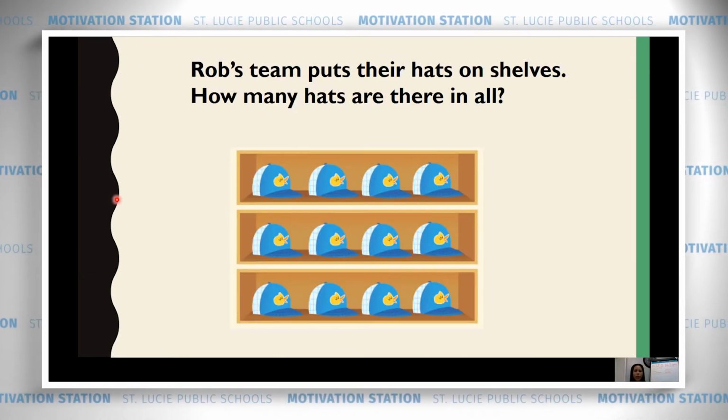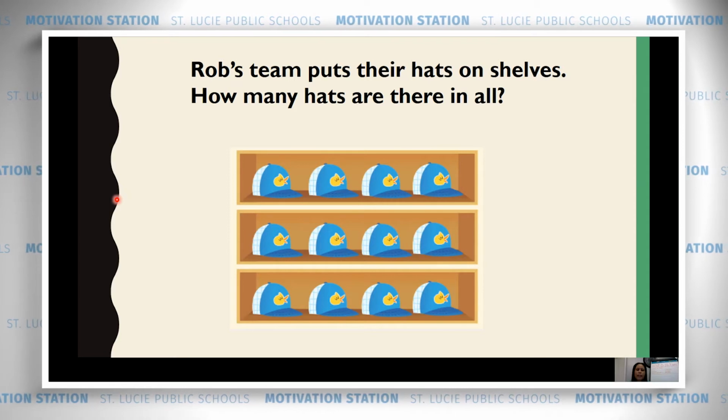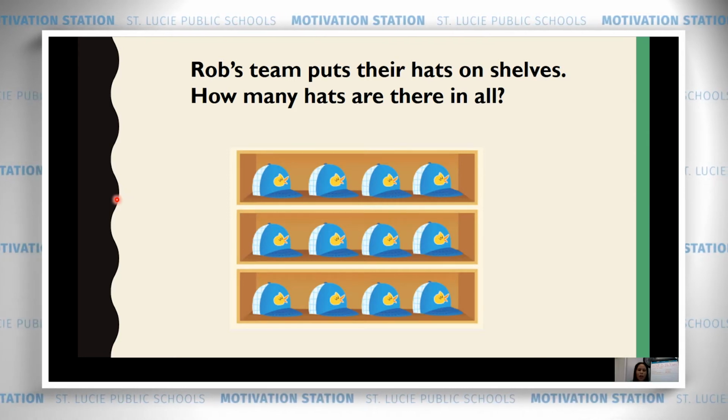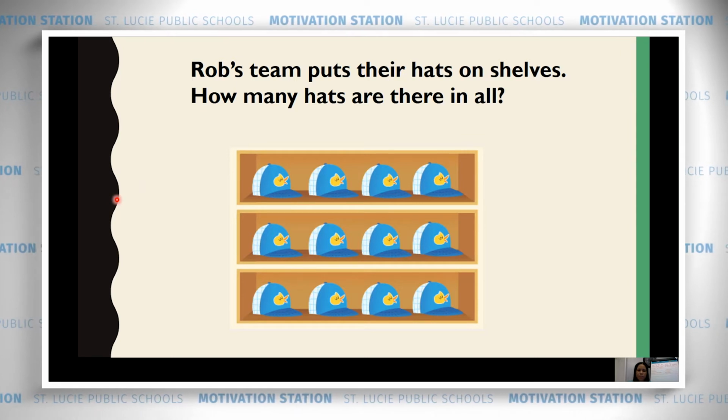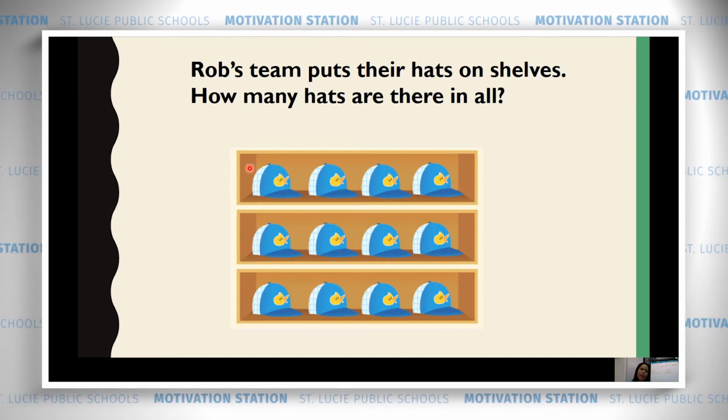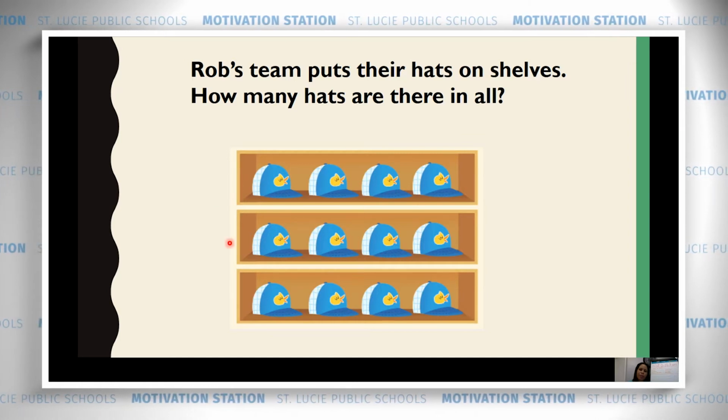Okay, let's try a word problem. Rob's team puts their hats on shelves. How many hats are there in all? I can begin by looking at this picture here. They've given us a picture.